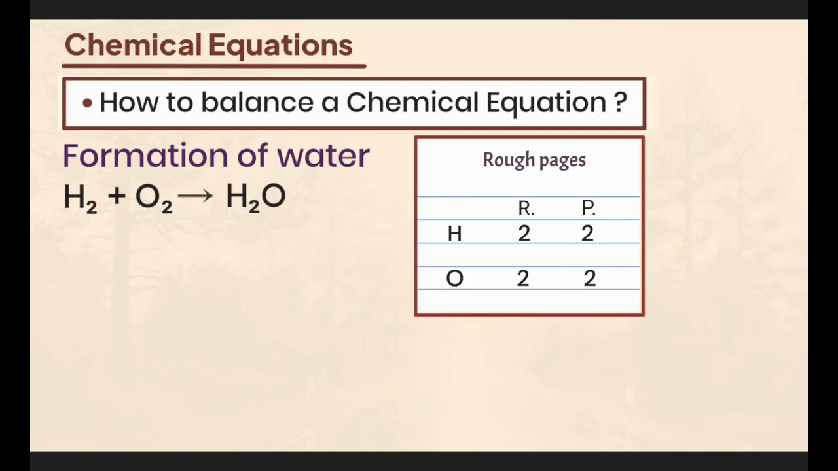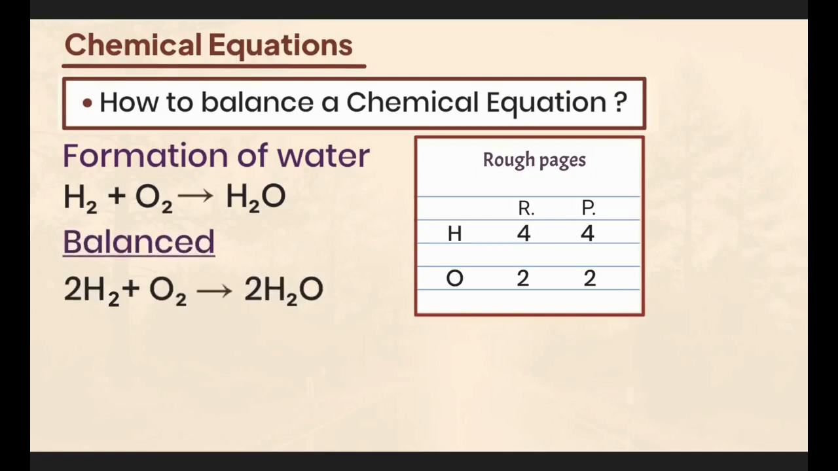When we write 2 in front of water, the 2 also applies to hydrogen. So 2 into 2, we have to change the hydrogen count to 4. So 2 must be multiplied by 2 to get 4, and the reactant hydrogen count must also become 4. So it is balanced: 2H2 plus O2 gives 2H2O, that means water. So this chemical equation is balanced.